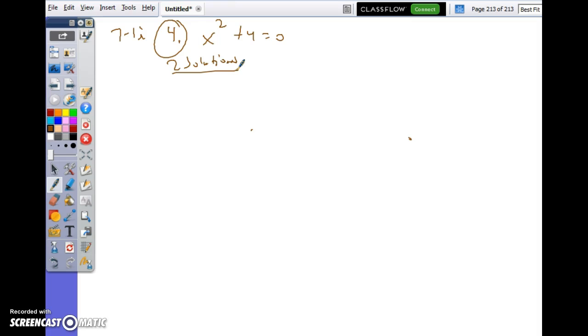So here's the way I would do the problem: I'd move the 4 over to the other side, okay? Now we get x squared equals -4. And then I got to take the square root of both sides, plus or minus, right? So I get x equals plus or minus the square root of -4, which is 2i. So there's 2 imaginary solutions. Now you guys think that means there's no solutions at all? There are. There's 2 solutions. They're just happening to both be imaginary or complex.